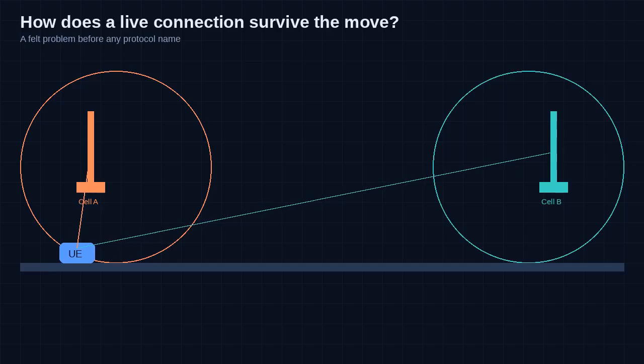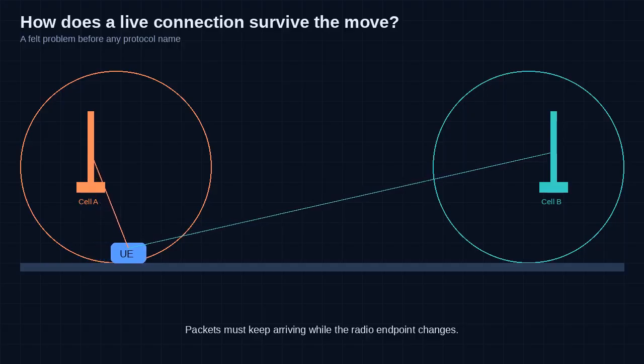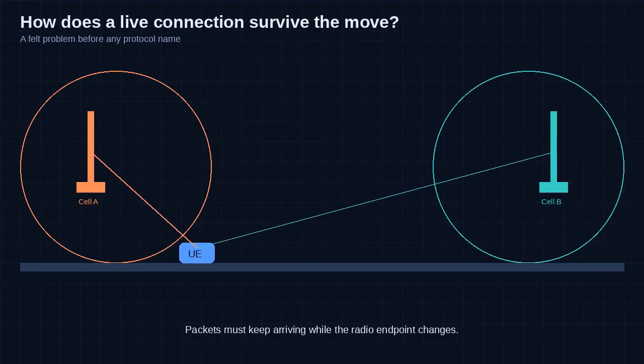You're on a video call in a moving car. The bars on your phone flicker, then settle. The other person never heard a glitch. So, how does a live connection survive when your phone leaves one cell tower and joins another? That quiet handoff is one of the hardest problems in mobile networks.